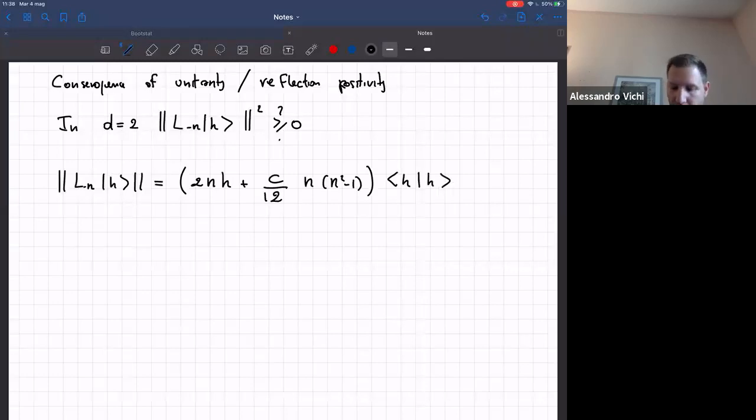which, as I said, we can pick positive. And this is positive whenever, of course, if n is large enough, if c is not positive, then eventually this number will become negative. So c has to be positive from this. And if you choose n to be equal to 1, you also conclude that h has to be positive. So this is one condition. Of course, it's not the most stringent condition.